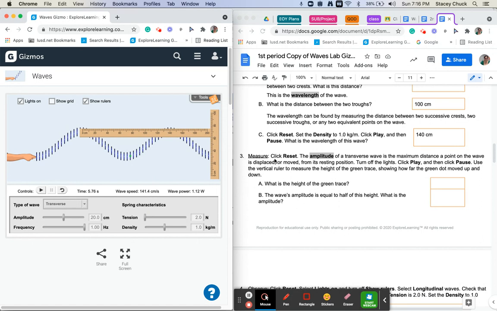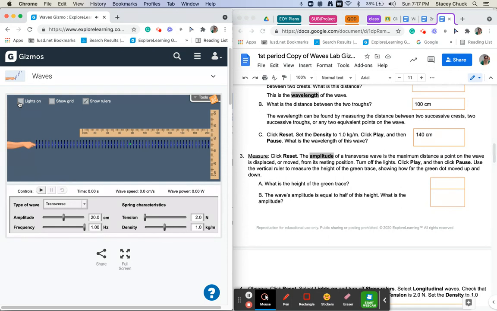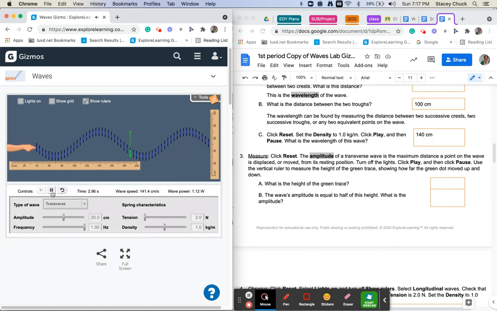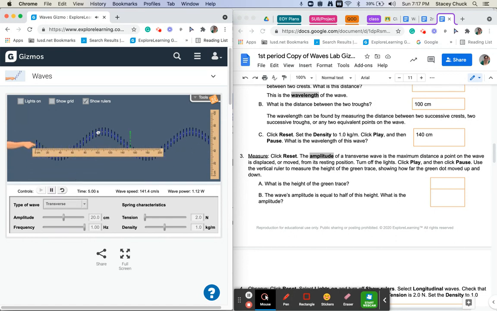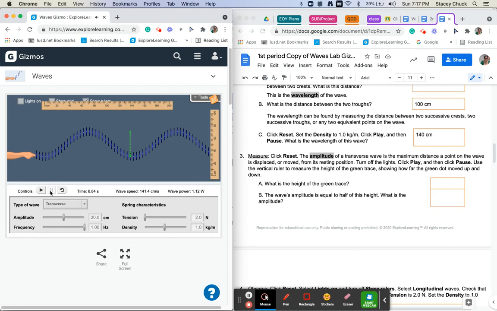Number 3, it says measure, click reset. So we're going to reset. The amplitude of a transverse wave is the maximum distance a point on the wave is displaced or moved from its resting position. Turn off the lights, click play, and then click pause. Use the vertical ruler to measure the height of the green trace, showing how far the green dot moved up and down. What is the height of the green trace?